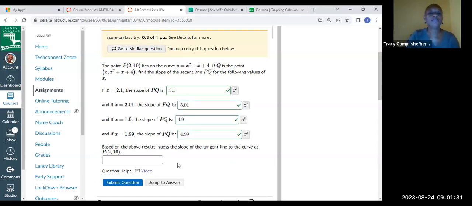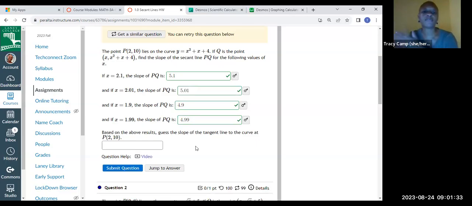And then from there, it says, based on the above results, guess the slope of the tangent line. And the reason they're saying guess the slope of the tangent line is we don't know what it is, because in order to find the slope, we use 2 points and we only have 1 point if we have a tangent line. That's the idea. Q gets so close to P that Q actually becomes P. So they just say, okay, well, guess what the slope of the tangent line is based on what we found earlier.